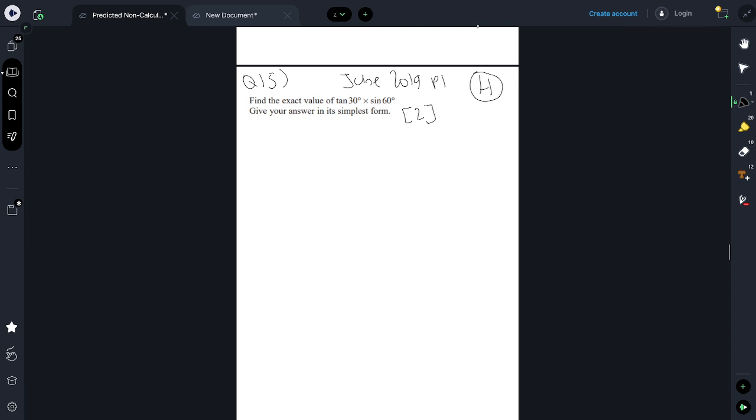Again, so I'll read the question. Exact value of tan 30 times sine 60, which did come up in paper 1. Give it in simplest form. Now, if there's still any foundation people watching, this can't actually be a foundation question. I'm going to be brutally honest here, even for both papers, but especially for foundation, it can be very tricky. So 2 marks lost is not the end of the world here.